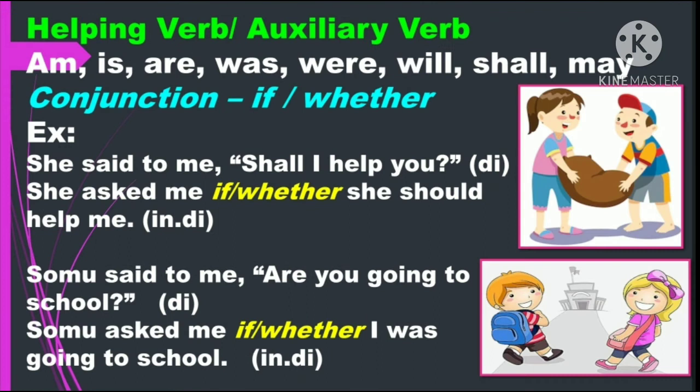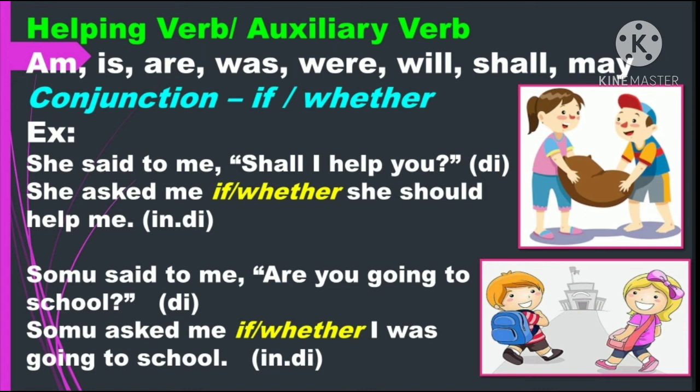The next one is yes or no questions that start with a helping verb or auxiliary verb. If a direct speech sentence begins with an auxiliary verb or helping verb, then we should use if or whether as a joining clause or conjunction. Helping or auxiliary verbs are am, is, are, was, were, will, shall, may, can, have, has, had.